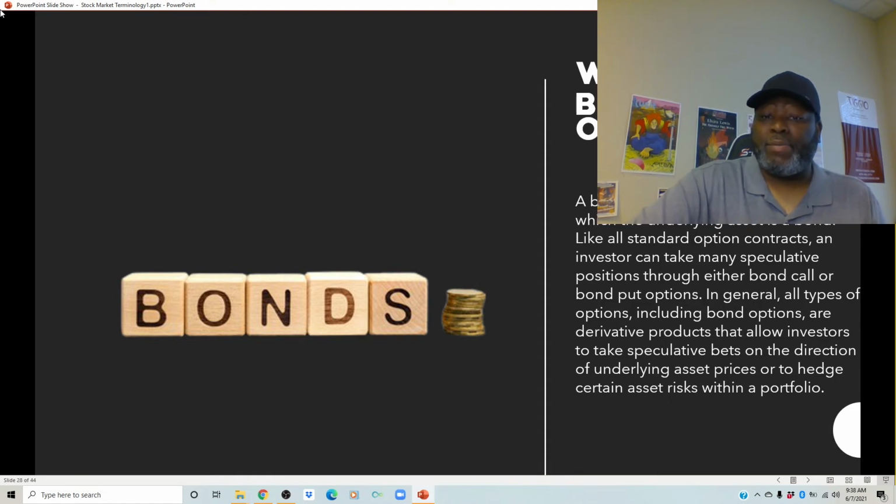What is a bond option? A bond option is an option contract in which the underlying asset is a bond. Like all standard option contracts, an investor can take many speculative positions through either bond call or bond put options. In general, all types of options, including bond options, are derivative products that can allow investors to take speculative bets on the direction of underlying asset prices or to hedge certain asset risks within a portfolio.